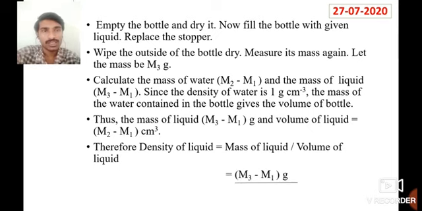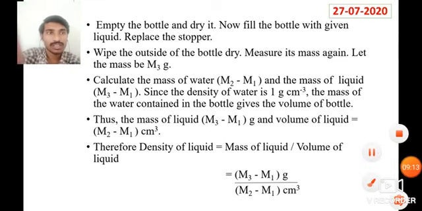So here remember, in this activity, m1 is nothing but the mass of the empty density bottle. m2 is nothing but the mass of the bottle with water. m3 is nothing but the mass of the bottle with the particular liquid. So this is how we find the formulas.